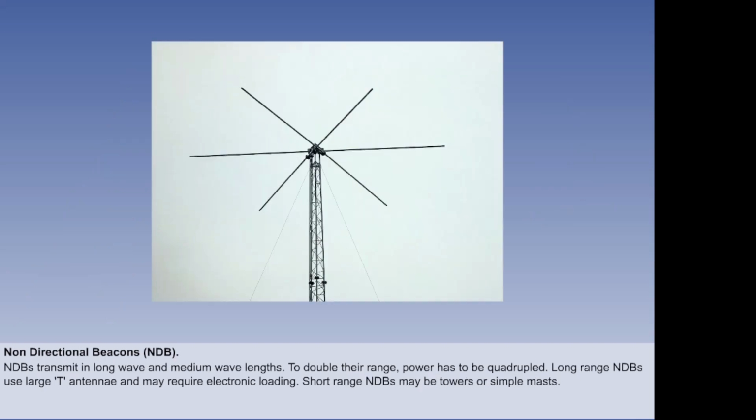Short-range NDBs are fairly small towers, or simple masts. They are insulated from the ground, and this doubles the effective length of the antenna because of the reflective nature of the Earth upon the NDB ground waves.